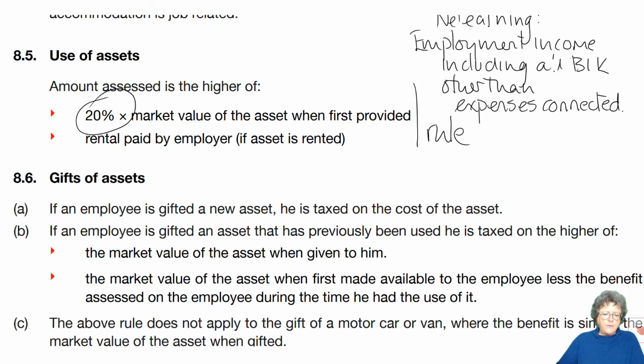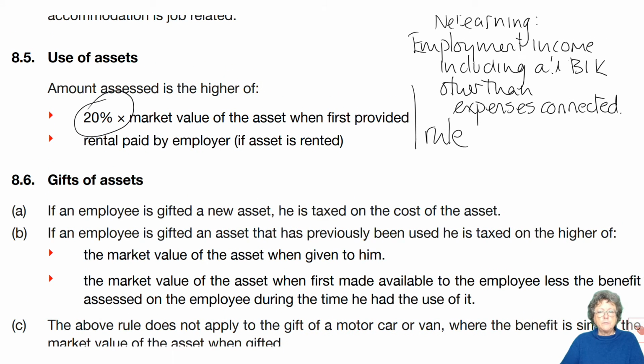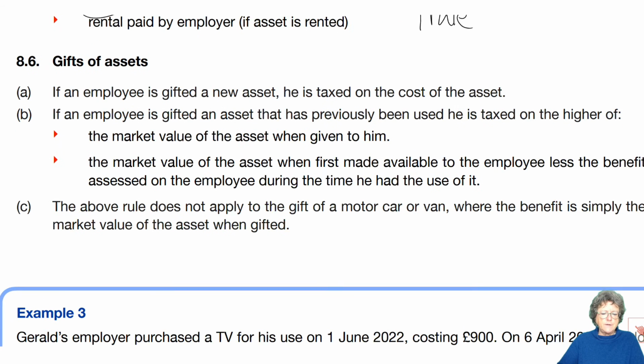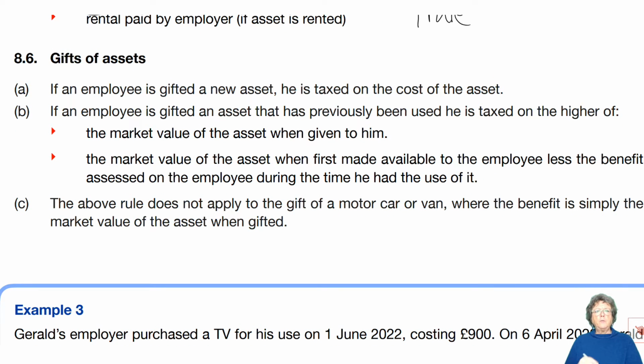Now, because that is simple, it's normally linked with gifts of assets. So normally what would happen was perhaps you would have use of an expensive laptop and you'll use it for 2 years. You'll have benefit in kind on it for 2 years. And after 2 years, they will gift it to you. Now, that needs to be taxed. So if an employee is gifted a new asset, then you pay the cost of that asset because that's what it is. That's what you've been given. That's the cash value and that's your benefit.